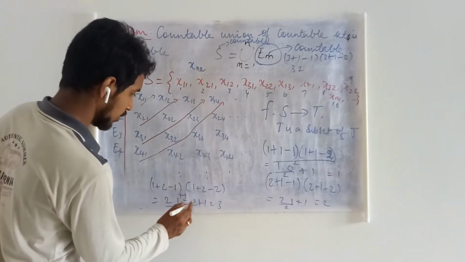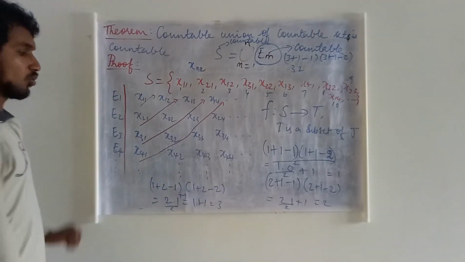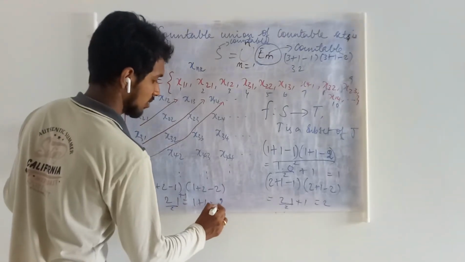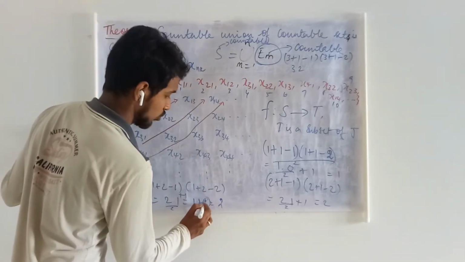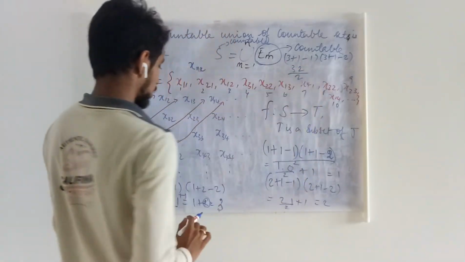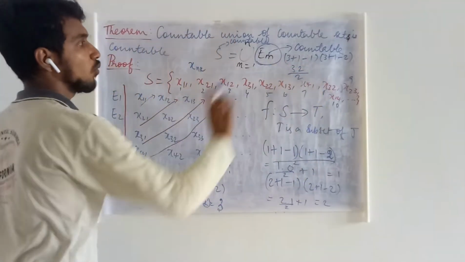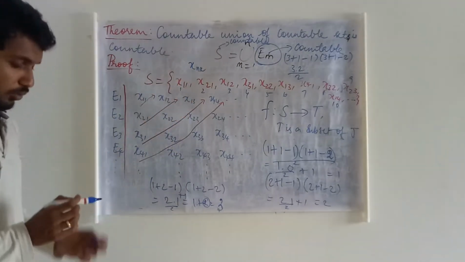Here, divide this by 2. But if I add 1, I am getting 2, not 3, right? So here must be something else. Okay, let me add 2. I am getting 3. So I am going to get 3. But if I add only 1 there, I will get 4. Okay, I must not add 2.